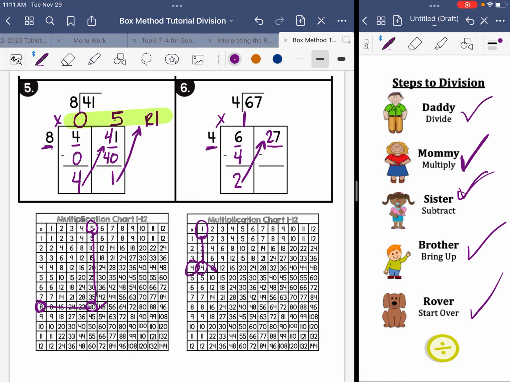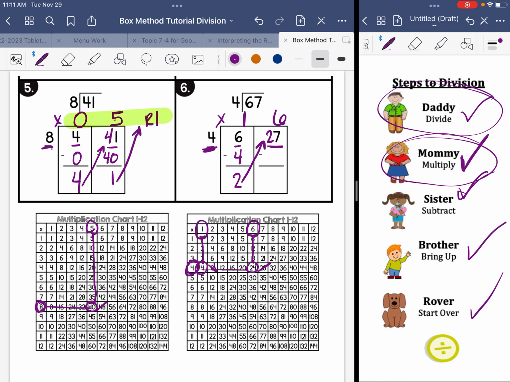And by the way, we're already at Daddy Divide again. So how many groups of 4 can you make with 27? So go to your 4s and go to 27 or smaller. 28's too big, but we can use 24 because it's smaller than 27. And it's the closest to 27. How many groups is that? 6. So put 6 on top because we're doing Daddy Divide.